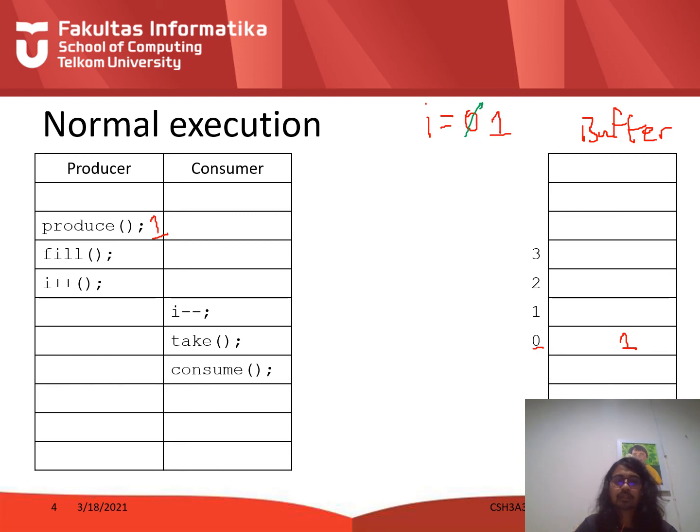And that is done. And now the consumer runs, and first it will decrement I, so it doesn't take an empty member because it is decremented here. I becomes 0 again, and then it takes the number from the buffer, so 1 is taken from the buffer. Goodbye, 1 from the buffer. And then the consumer will consume the number. Nom nom nom nom, says the consumer. Very delicious. So that is a normal execution.